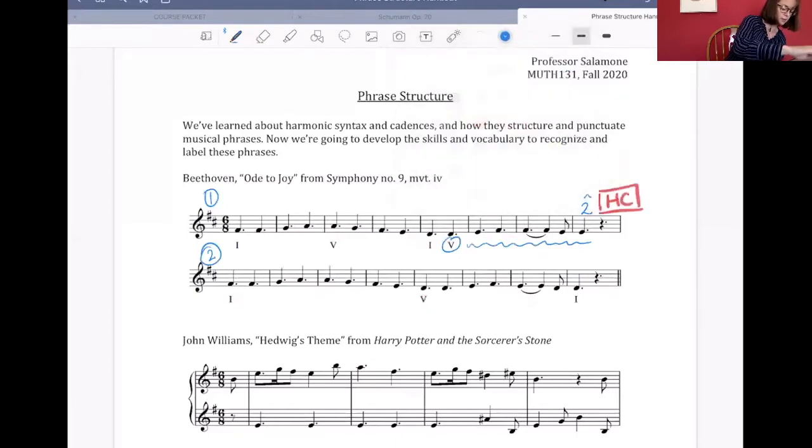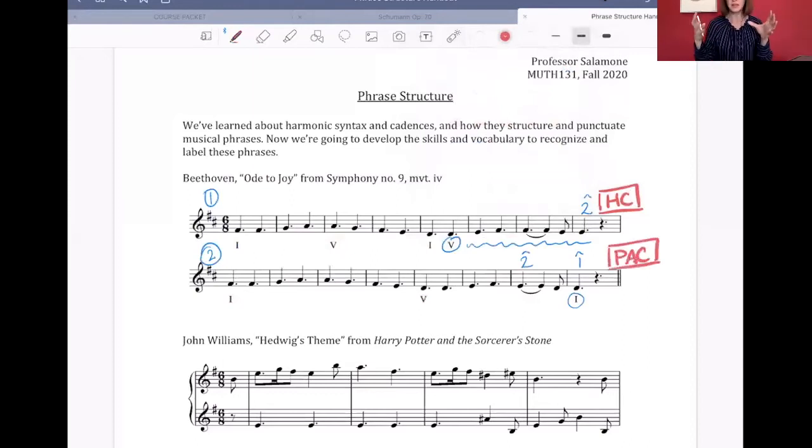Then the second part of this phrase starts the same exact way, but take a look at the harmony and the melody at the end. Our melody changes a little bit and we end up going 2 to 1 in those last 2 measures. And we end, instead of on a 5 chord, on tonic. So we end on a tonic triad, scale degree 1 in the melody. If we were to label that cadence, we would call that a PAC.